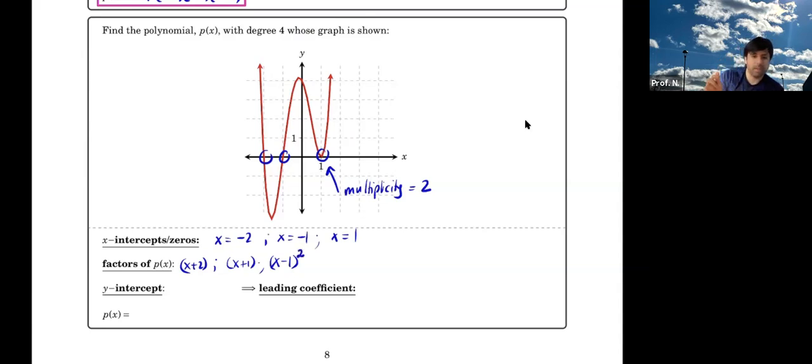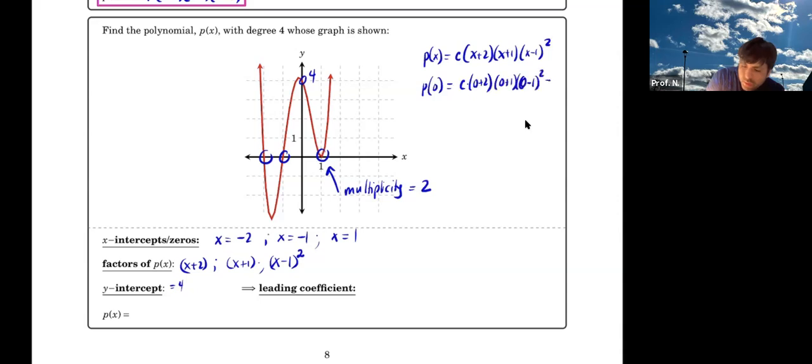It repeats twice. And what's the y-intercept? The y-intercept here is 4. So p of x, to find the leading coefficient, you do what? C multiplied by x plus 2, multiplied by x plus 1, x minus 1 squared. I plug in 0. And I get c times 0 plus 2, 0 plus 1, 0 minus 1 squared. This has to give me 4. So then what do I get? I get 2 times 1 times negative 1 squared. I get 2c equals 4. So c has to equal 2.